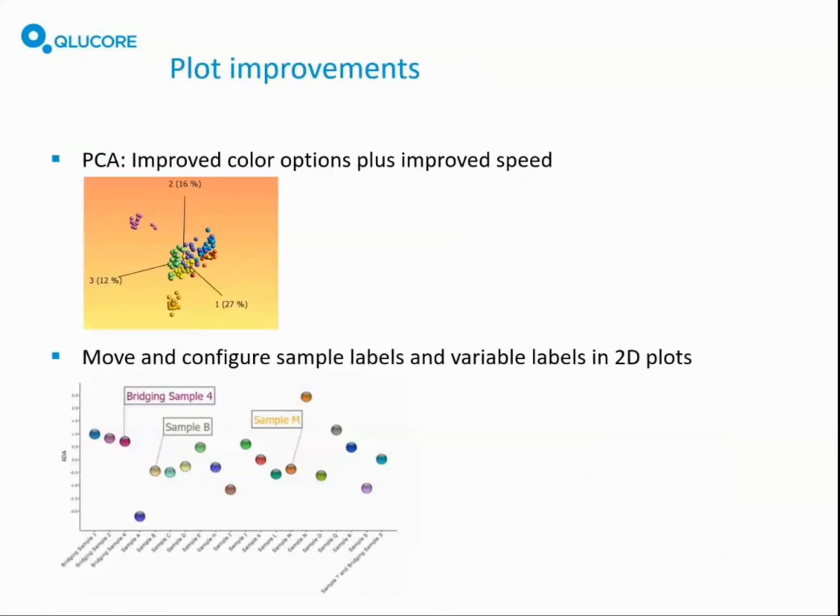As I mentioned before, PCA plots have been improved. There are more color options, also improved speed. And if we look at two-dimensional plots, labels, like you can see here below for different samples and so on, you can move them freely around now, change colors and change the dotted lines and so on. So there is a lot of new options there when it comes to labeling.